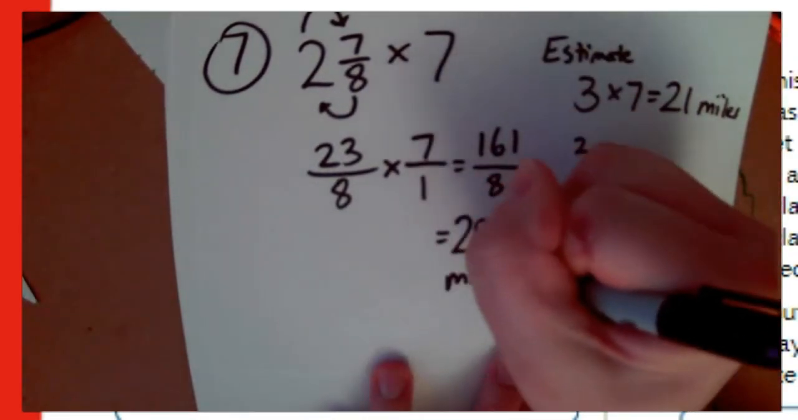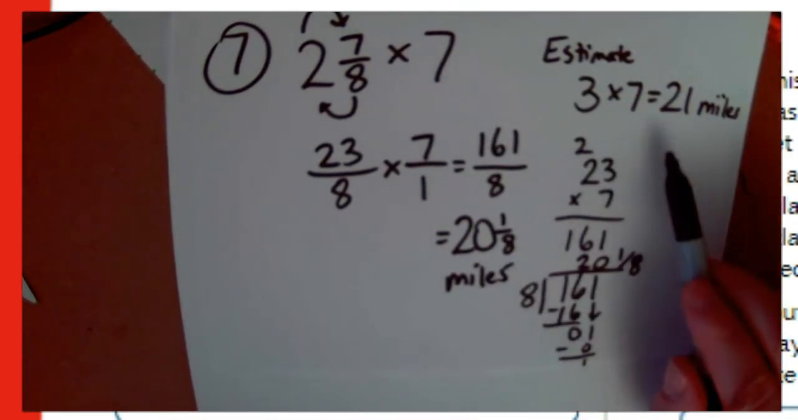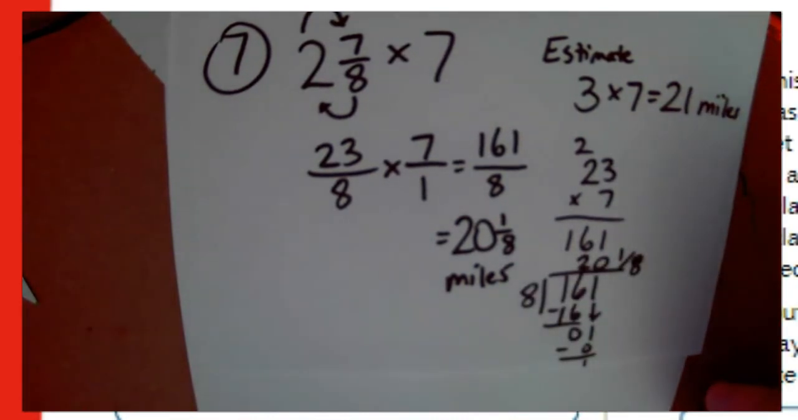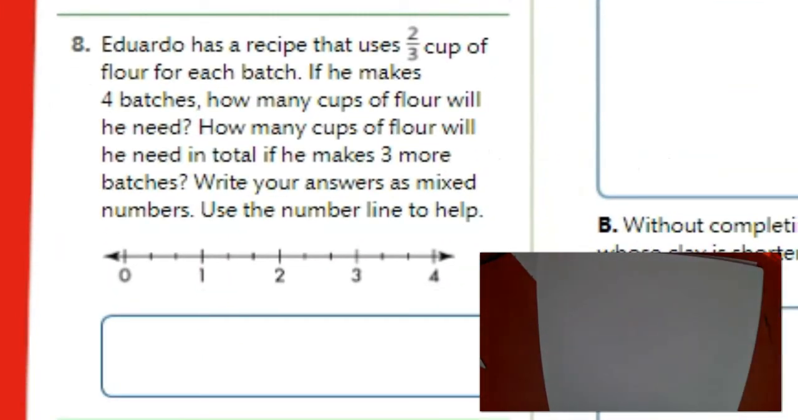And I'll go ahead and say miles. So Jenna ran actually 20 1/8 miles. Our estimate was 21, so we know we're pretty close there. So we have a pretty legitimate answer. That is number 7. Let's move on and take a look now at number 8.